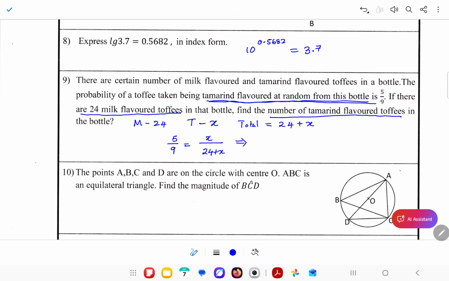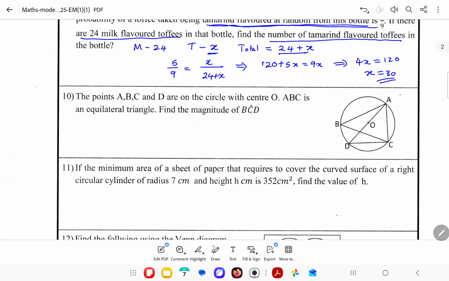So this is just basic probability. Favorable outcomes over total outcomes. Total outcomes is 24 plus X. Favorable is the tamarind, so X over total is the required probability, which is 5/9, right? Okay, solve this equation then. 120 plus 5x equals 9x. So 4x equals 120. So x equals 30. So 30 tamarind toffees. Right, next one is what?